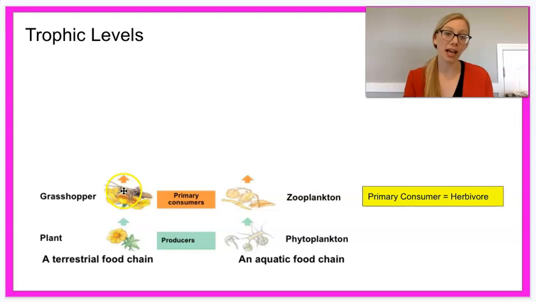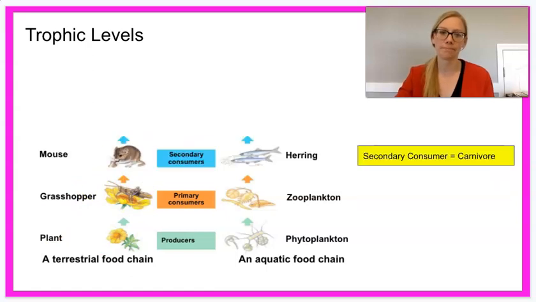Then we have our grasshoppers here in our terrestrial food chain, or our zooplankton in our aquatic food chain. These are primary consumers. Why do we call them primary consumers? Well, because they eat our producers. They're like one level above, if you will. Sometimes you'll hear them called herbivores because typically they only eat plants, particularly in this grasshopper sense.